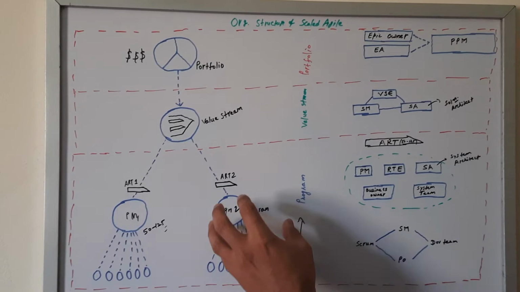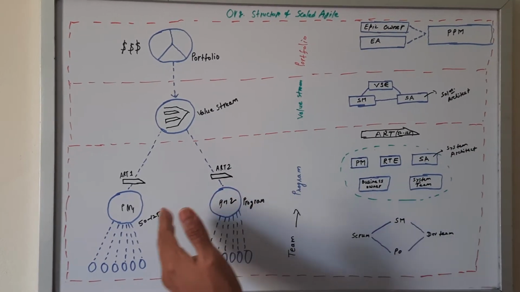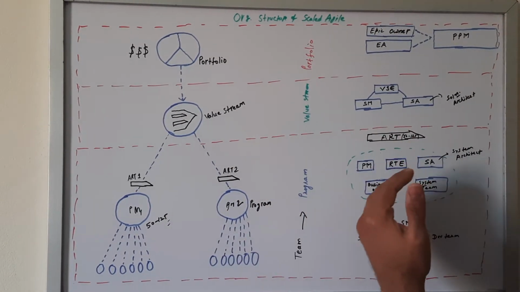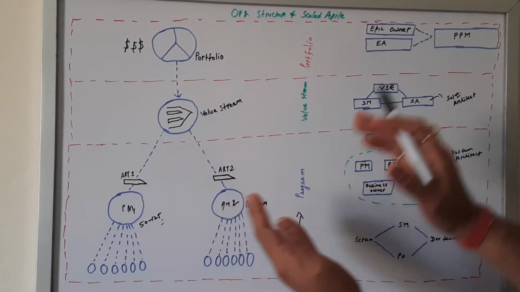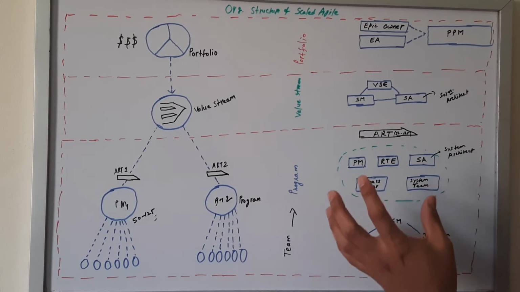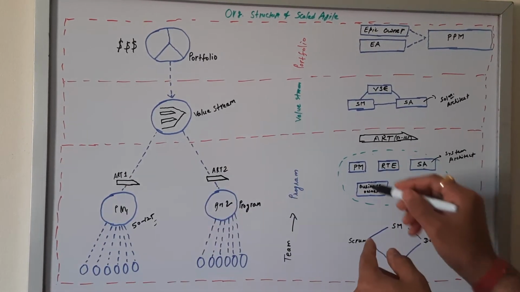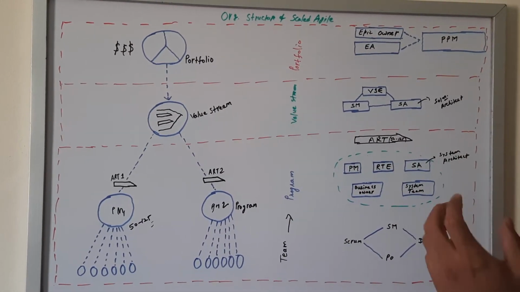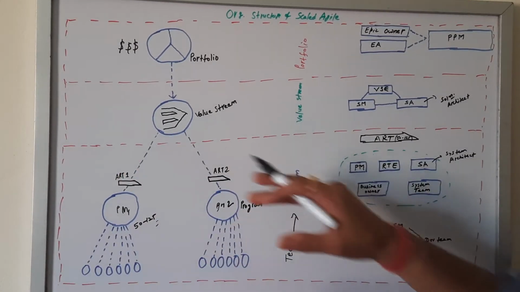So this is one program, this is another program. This happens when we have a team size of more than 125. As we grow the team, we will create one more program, and at each program level we will have different roles, which are defined here. Hope that up to here it is clear.